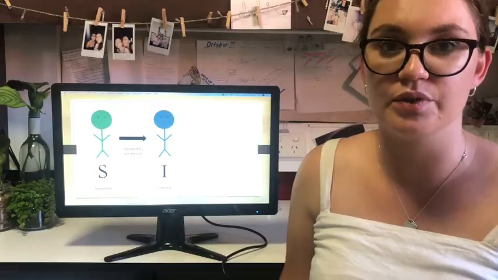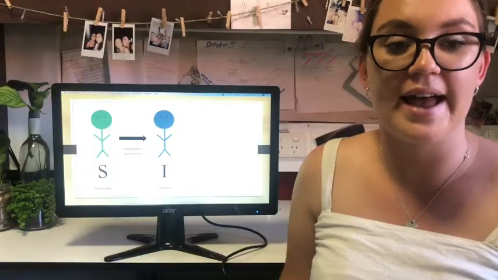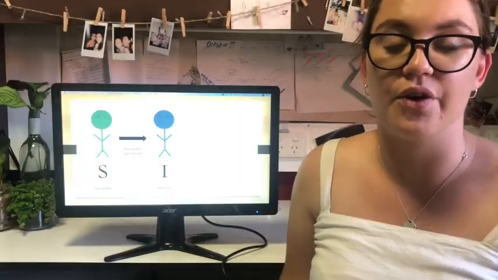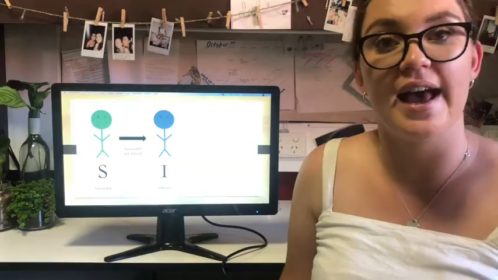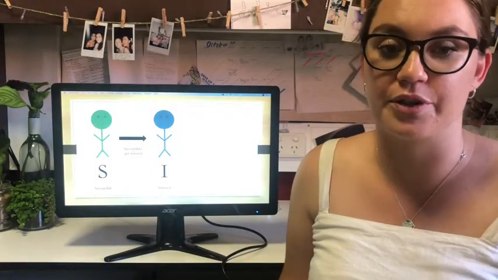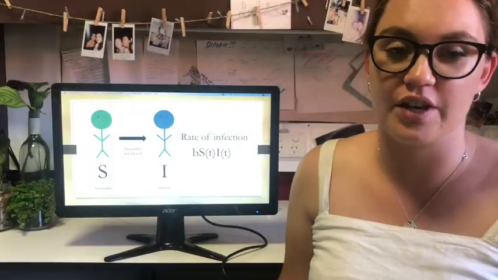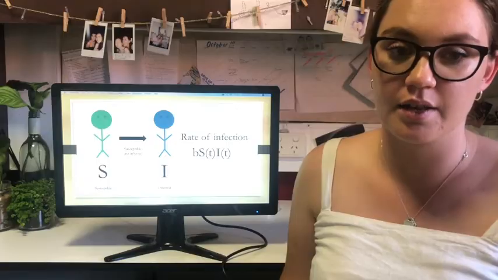This means that we have to multiply by the number of susceptibles, or S(t). Since we multiply by S(t) to get the rate of S to I, the infection rate is proportional to both S(t) and I(t). If we let B be the constant of proportionality, we can then write the infection as B times S(t) times I(t).